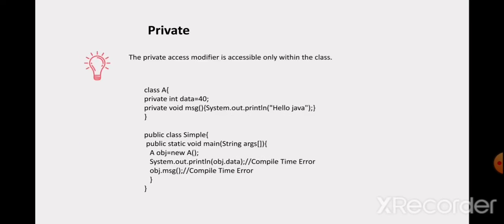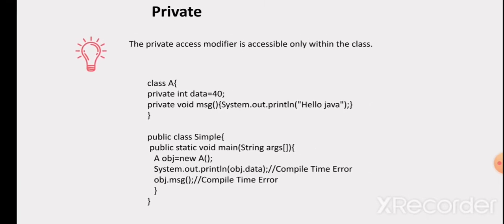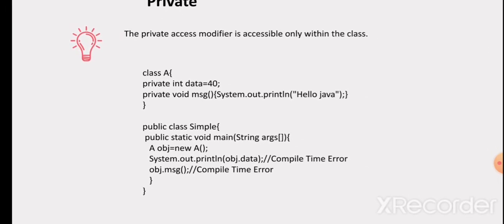First we are talking about the private access modifier. The private access modifier is only accessible within the class. In this example you see that we have two classes, class A and class Simple. In class A we have two members, one is the variable data which is private, and a method msg which is also private. In class Simple we have a main method and we create an object of class A, and then we call the members which reside in class A.